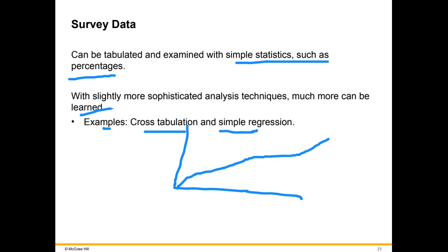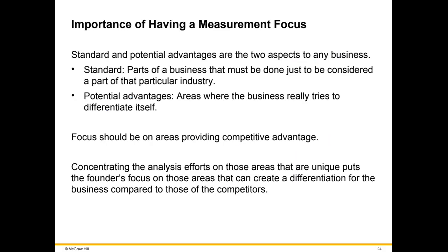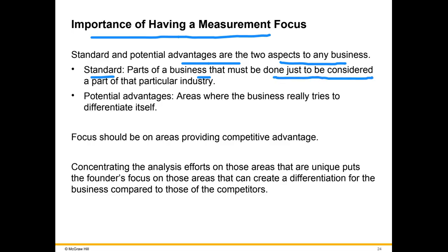Why is it important to have a measurement focus? Standard and potential advantages are two aspects of the business. Standard means parts of the business that must be done just to be considered a part of a particular industry. Potential advantages are areas where the business really tries to differentiate. So the business has to work on both the standard and potential advantages.